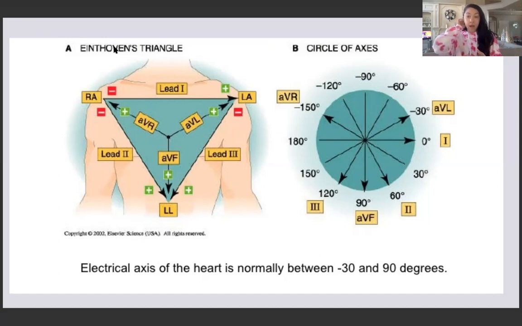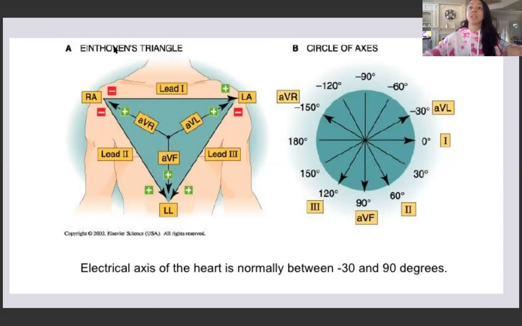If somebody has an MI, that area of where the MI is, anterior, lateral, inferior, wherever it is, that's going to be an infarcted site, right? So the vector is actually going to move away from that. So that's how that can tell us what's happening, where the MI is at, all right?